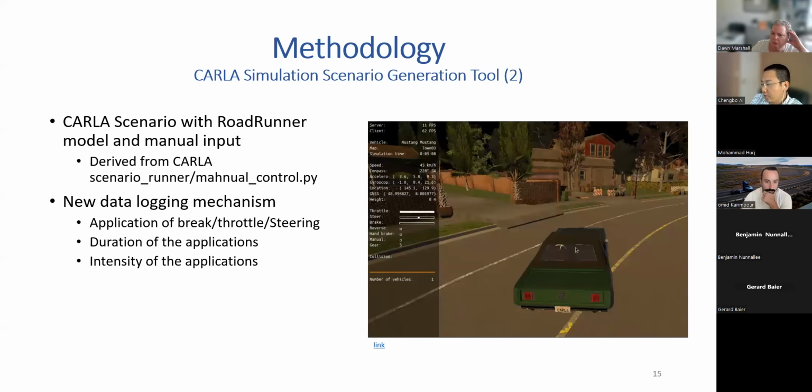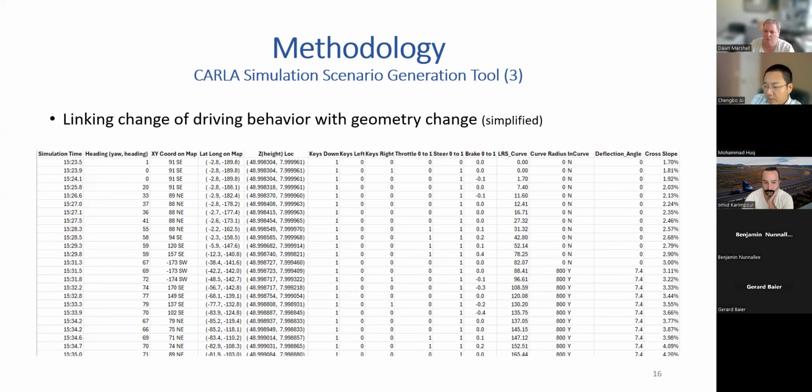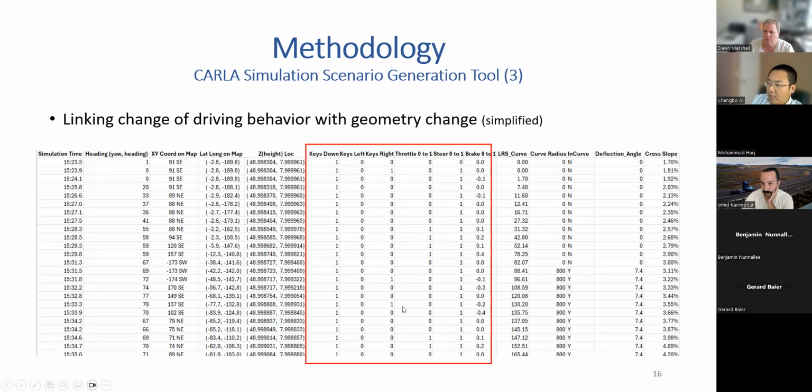This is just a very quick screenshot. There's a link there, and there's a modified manual control code. We're trying to revamp the GitHub repository that we have, but really what it does is run the model and store all the corresponding data of the driver's input, the participants' input. And here is a very quick spreadsheet of that input. You can see the simulation time and the location. And the key part is all the key downs and key ups of these drivers, where and when they applied them.